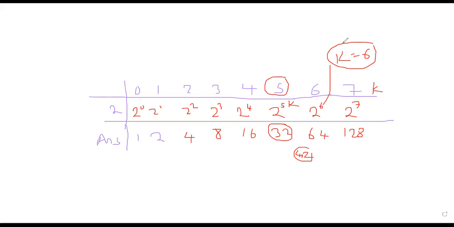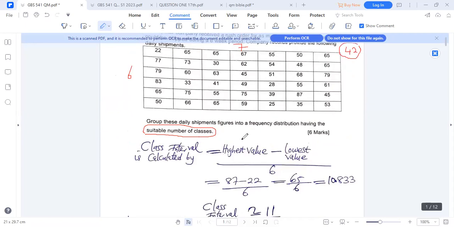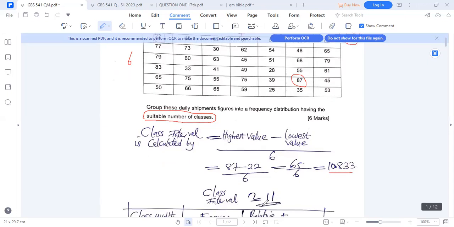When we go to our assignment, I just want to refer so that you see what was being done. We use this 6 here, not because we just thought on our own. He was very intelligent, this man, by saying a suitable number of classes. So you identify the highest number. Our highest number in this distribution is 87. And our smallest number was 22. So we divide 87 minus 22 by 6. We get 10.8, which is approximately 11.